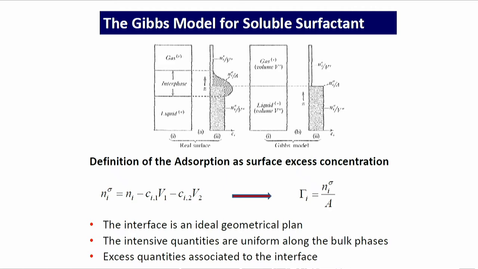So the model that I have in mind is this: I have a concentration in the liquid, I have zero concentration in air, in the gas, and I have an excess in the interface. And this excess is related to what I was saying, to the reduction in the energy cost.